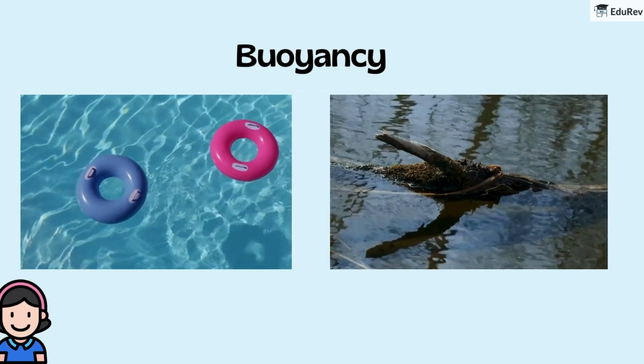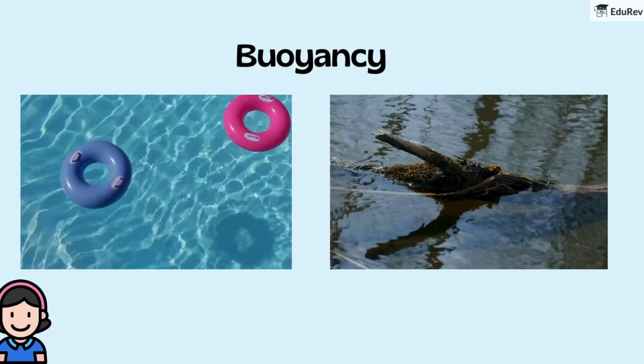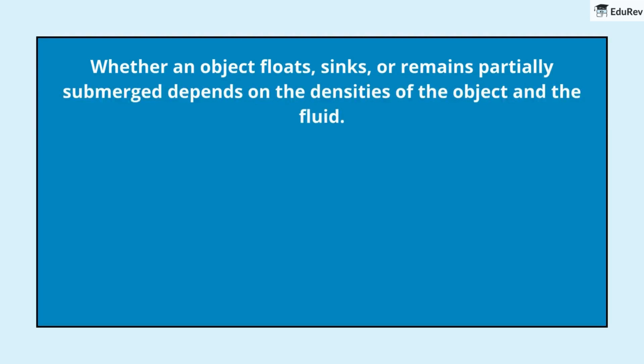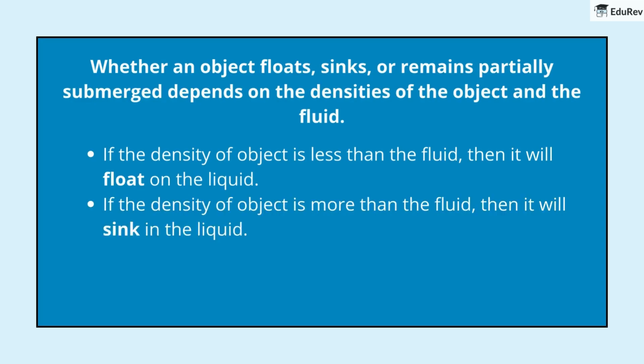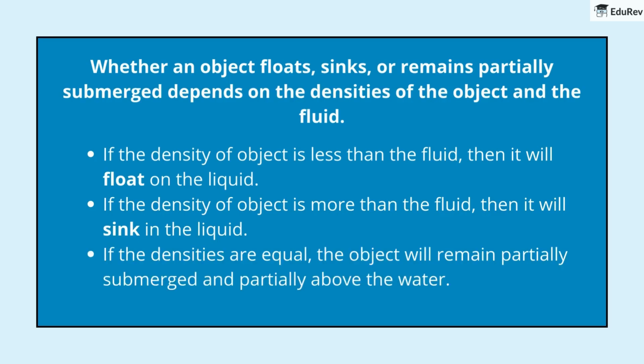Have you ever wondered why some objects float while others sink? Whether an object floats, sinks, or remains partially submerged depends on the densities of the object and the fluid. If the density of the object is less than the fluid, it will float. If the density of the object is greater than the fluid, it will sink. If the densities are equal, the object will remain partially submerged and partially above the water.